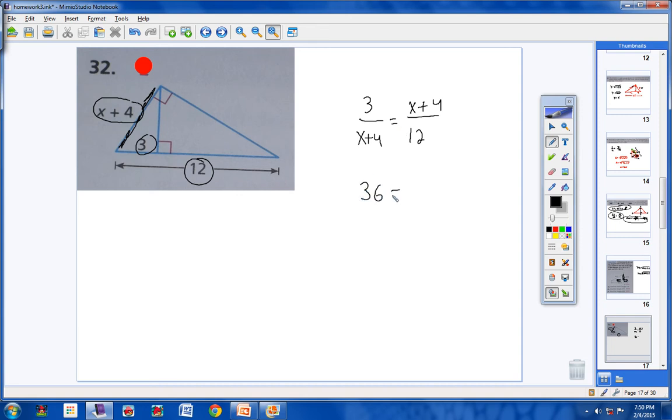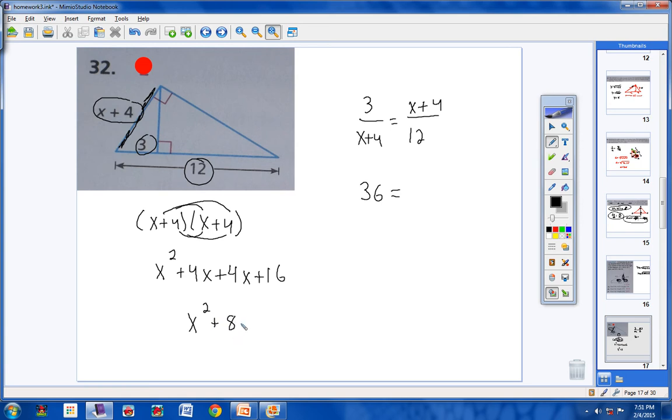Now, you students that have only had algebra 1, please watch carefully. I'm taking x plus 4 times x plus 4. So remember how to do that from algebra 1. It's a binomial times a binomial. You take this x, multiply it times x, and multiply it times 4. X times x is x squared. X times 4 is 4x. Now take this 4 and multiply it through. 4 times x is 4x. 4 times 4 is 16. Now combine like terms, and we have x squared plus 8x plus 16. Got it? So 3 times 12 is 36. X plus 4 times x plus 4 is x squared plus 8x plus 16.